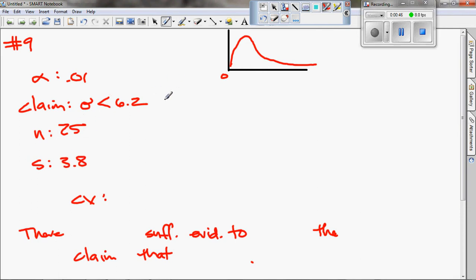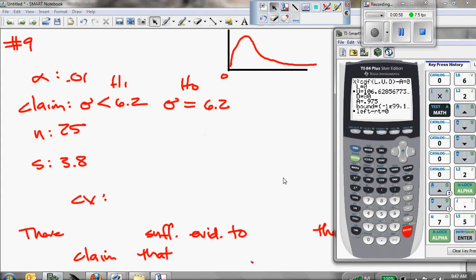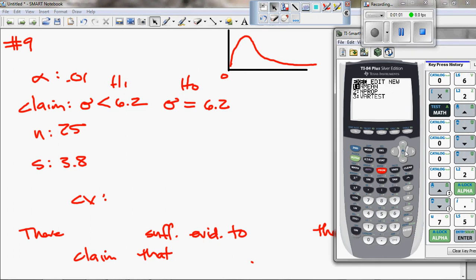Opposite of our claim is sigma is greater than or equal to. We're just going to write equals to. This is our null hypothesis, and our claim is the alternative hypothesis. Alright, so we're going to use the var test in our program. Program var test.